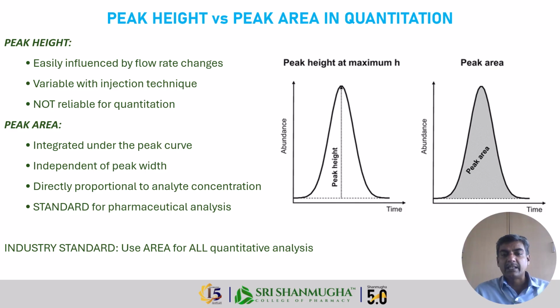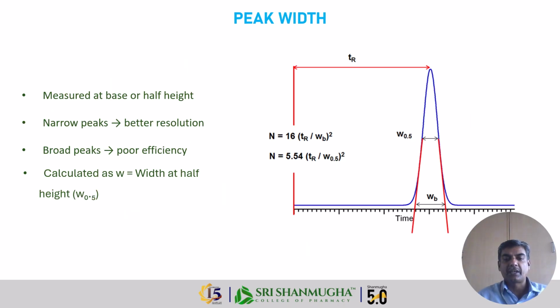This one is directly proportional to the concentration of the analyte. How much concentration of the analyte is present, that much peak area we will get, whereas the peak height is independent of concentration. So this one is the gold standard for pharmaceutical analysis. In the pharmaceutical industries, area is mostly considered for all quantitative analysis rather than peak height.